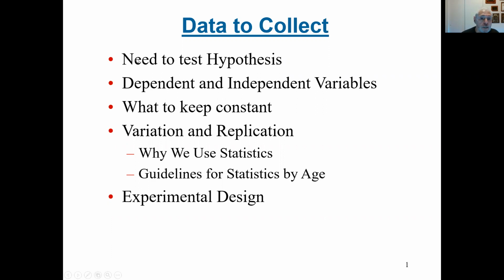You need data to test your hypothesis. You usually set up dependent and independent variables. The dependent variable is the variable that you're actually measuring. The independent variable is the variable that you're changing and setting to different values. You also need to be aware of other things that might affect the results and keep them constant.